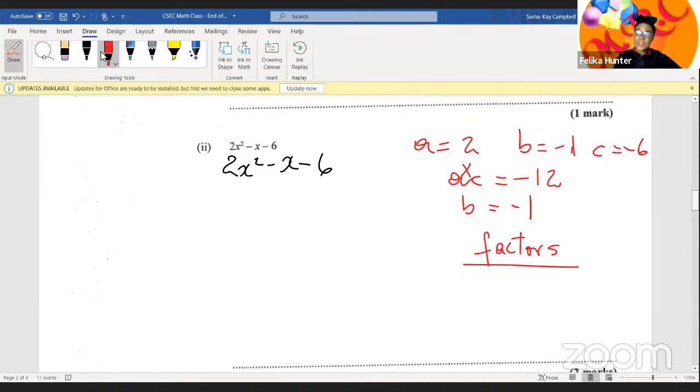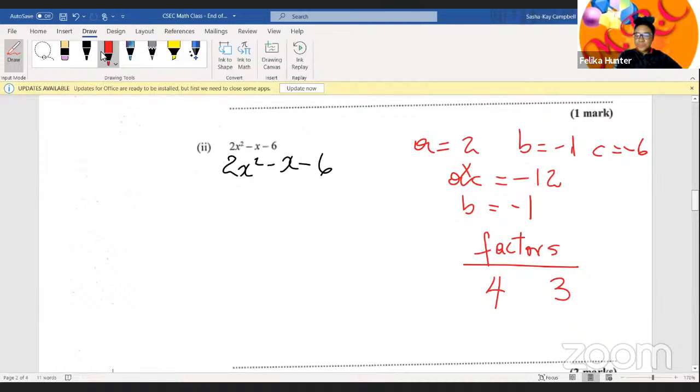And for the factors, what we're doing, we're finding two numbers. When you multiply them, you get -12. And when you add or subtract them, you get -1. And those two numbers would be 4 and 3. When you multiply 4 times 3, you get 12. And when you take 3 from 4, you get 1. So now we're going to go ahead and put in our sign.